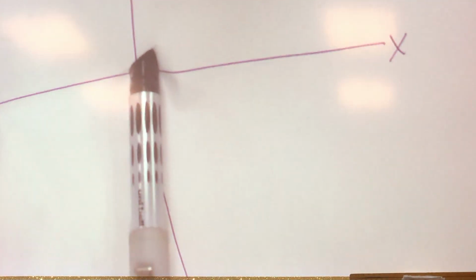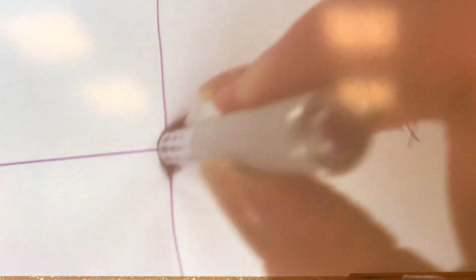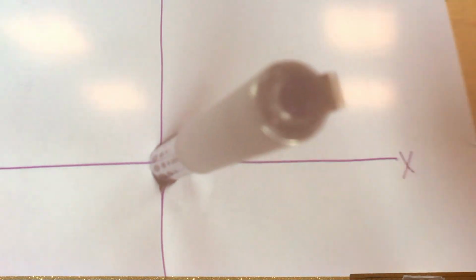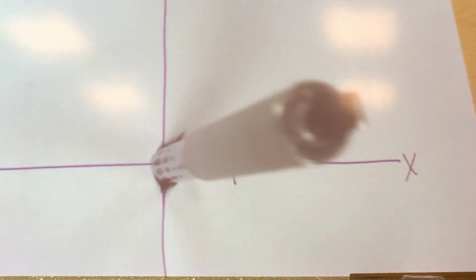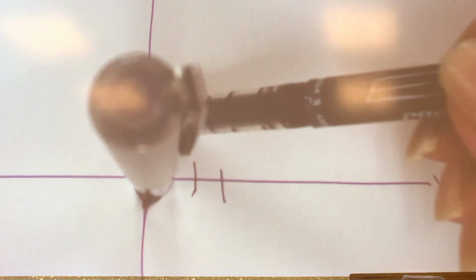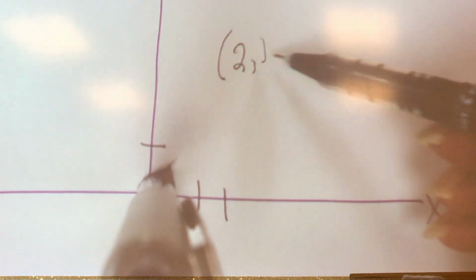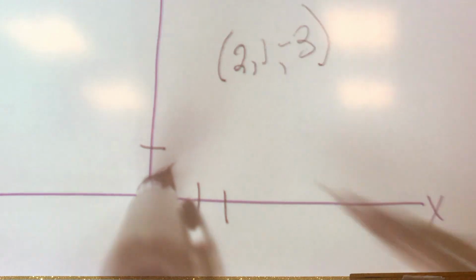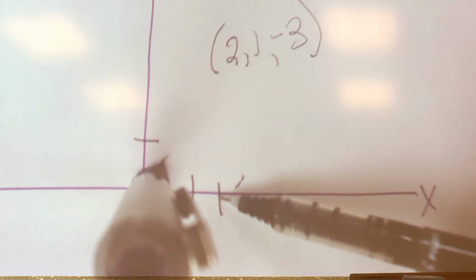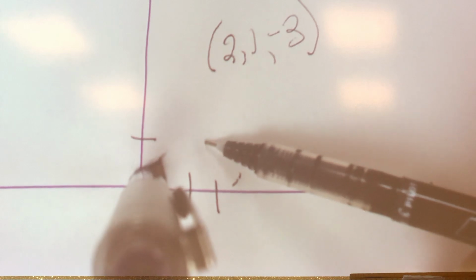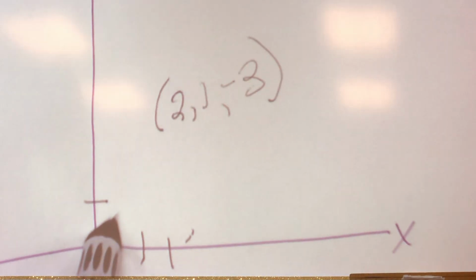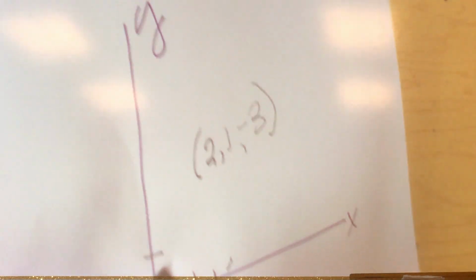What was our point? Tell me again. 2, 1, -3. Here's our point to that problem. Isn't that right? Okay, so x is 2, so I go to the right 2. I go up 1, and then I go back behind here. You go back 3, and that's where that point is. It's like 3D. All right, anybody got a question?